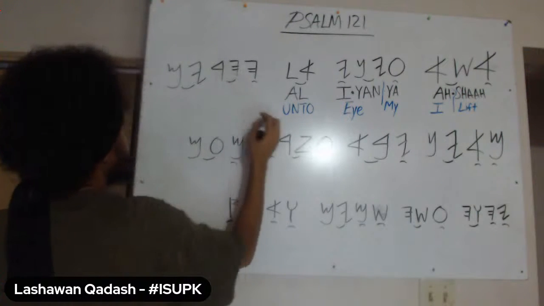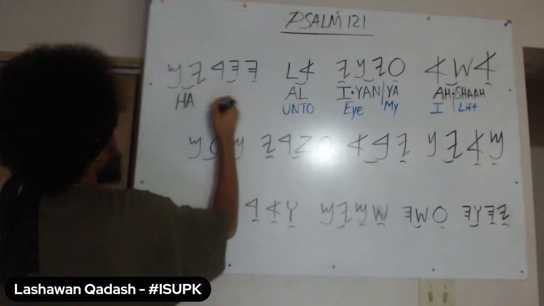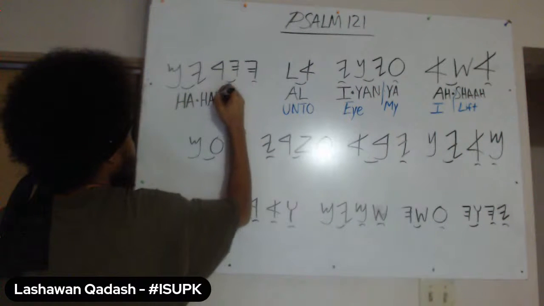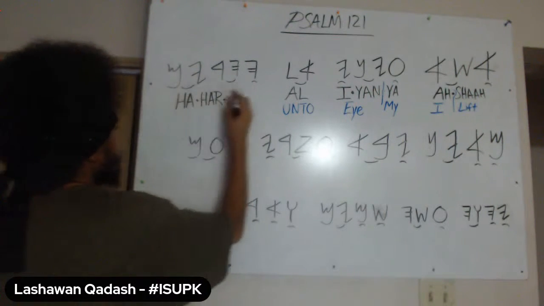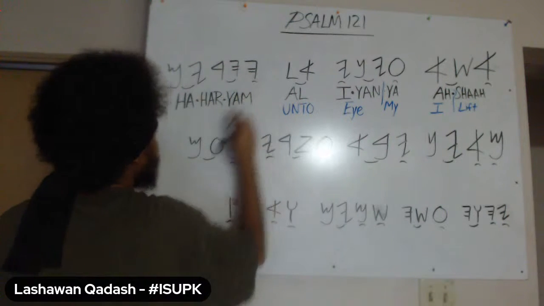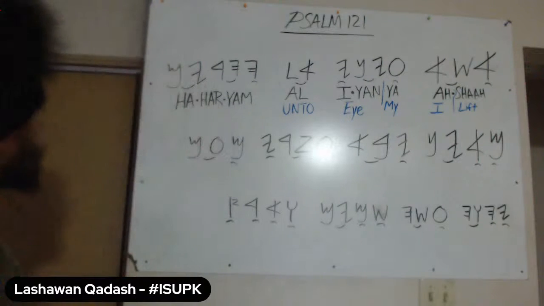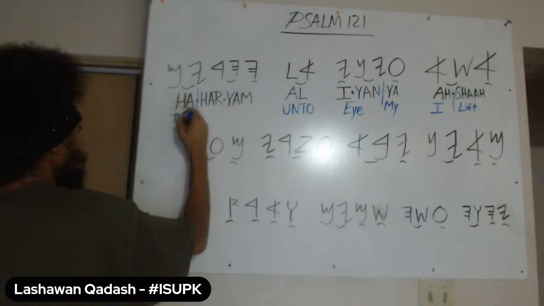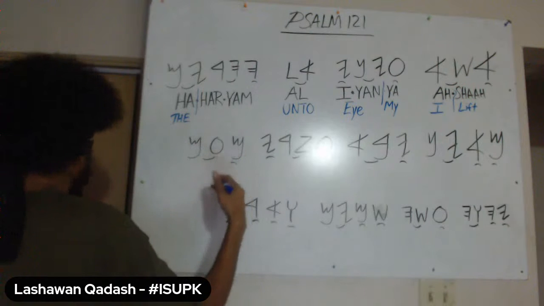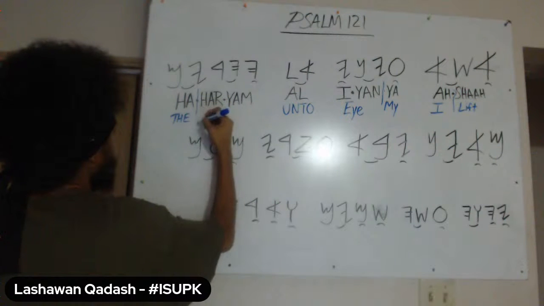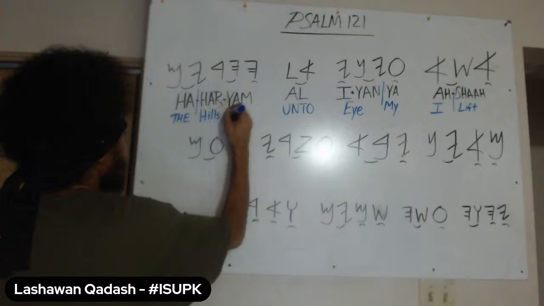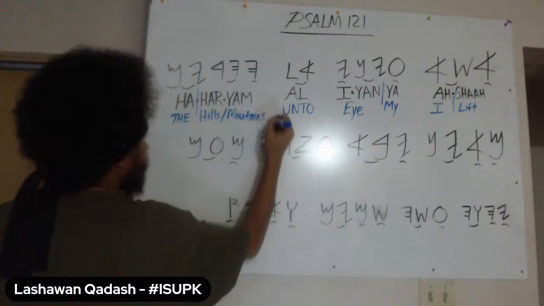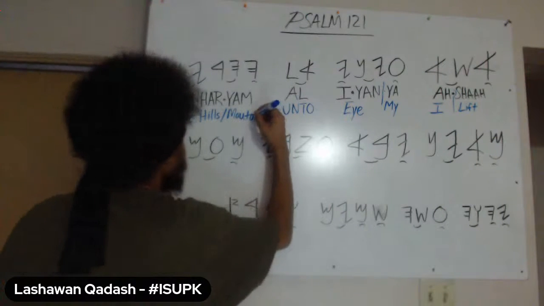We have the ha by itself. We have the ha again connected to the ra. So H-A-R, har. And then you have the ya and the ma, which is yum. Hahariyum. That's how you say that. Okay? Let's split down the middle. As you know, the ha is the, T-H-E, the, however you want to say it. Hariyum by itself means hills or mountains. Okay? Hills or mountains. All right.